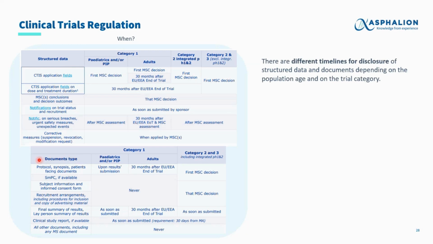And the document types that are released are very few now after the simplification. So mainly protocol, synopsis, patient-facing documents, SMPC, subject information and informed consent form, and recruitment arrangements, and then the results and any other documents are never published. And the timelines change between category 1 and category 2 and 3, but much simpler than before.